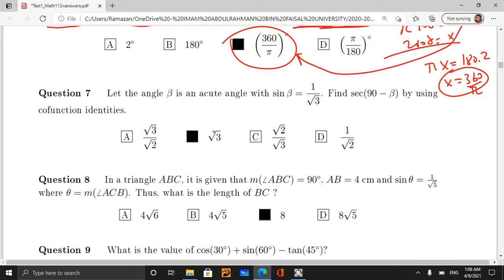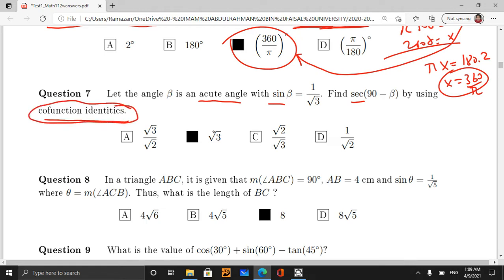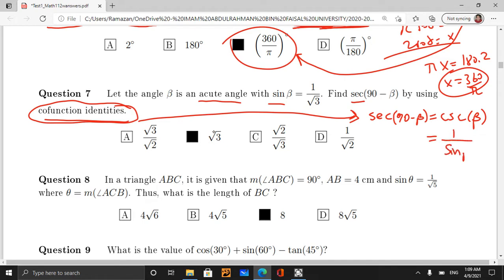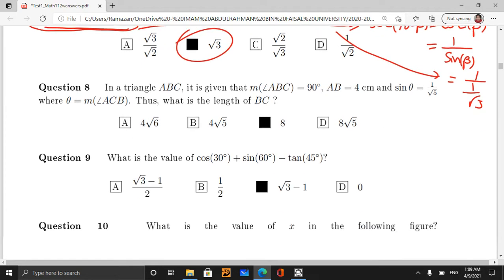Now, let the angle beta be an acute angle with sine beta equal to 1 over square root 3. And it says, find secant of 90 minus beta by using cofunction identities. Here, the keyword is cofunction identities. And now, if you remember, the cofunction identity says secant of 90 minus beta is equal to cosecant beta. This is one of the cofunction identities we have. And then, what is cosecant beta? This is 1 over sine beta. What is sine beta? It's given here. So you put this here, 1 over 1 over square root 3, and then you end up with B.